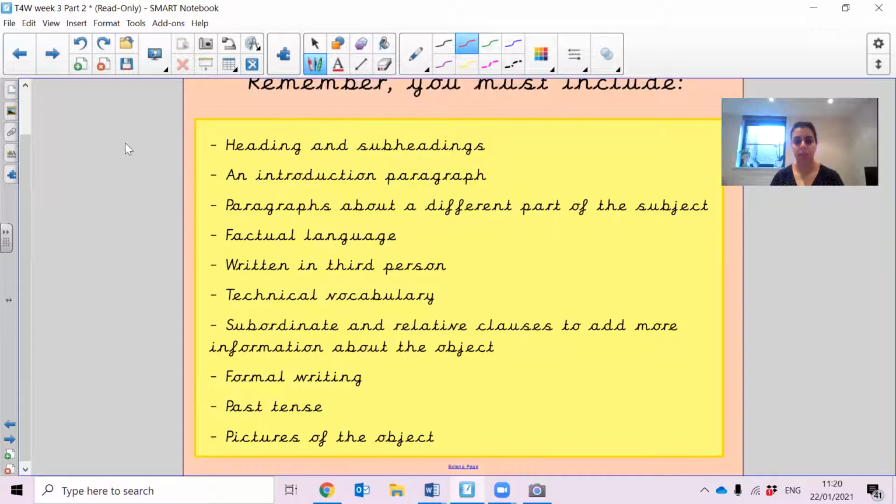Now, when you're writing this up in Neat today, I want it to be as independent as possible. That means no adult to help you. Your plan should have already been written. So when I show you now how to convert those notes into sentences, I'd like you to try and write this as well as you can by yourself. If you need a few helps with some spelling, that's okay. I really want to see what you can do by yourself today.